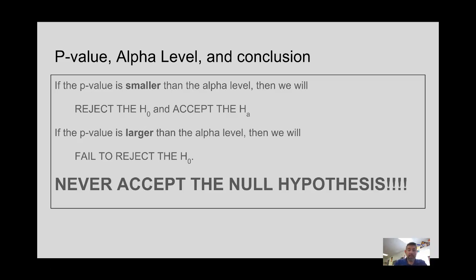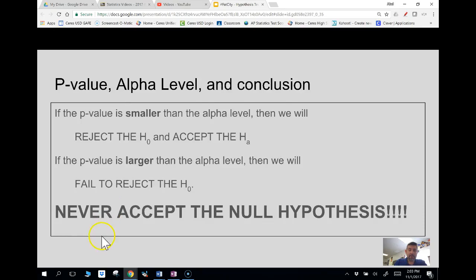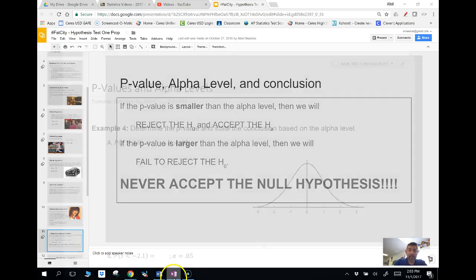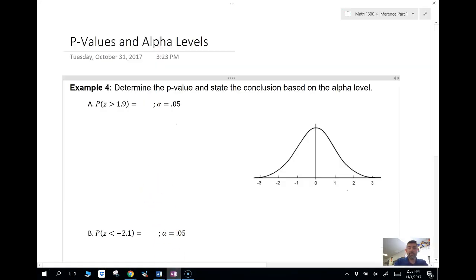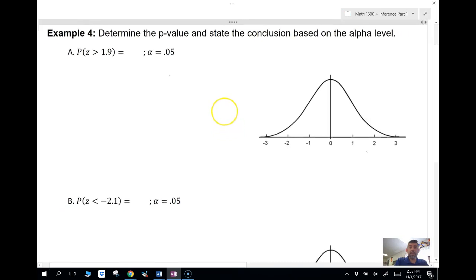Let's take a look at some examples. Shall we? Yes, we shall. So let's take a look at some examples of how we're going to do this. We're going to determine the p-value and state the conclusion based on an alpha level that's given.